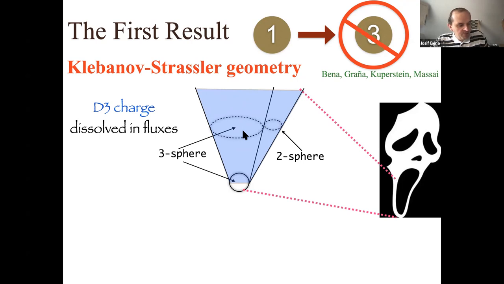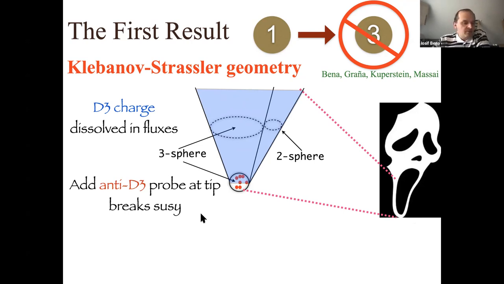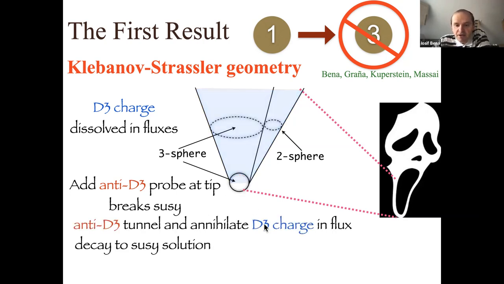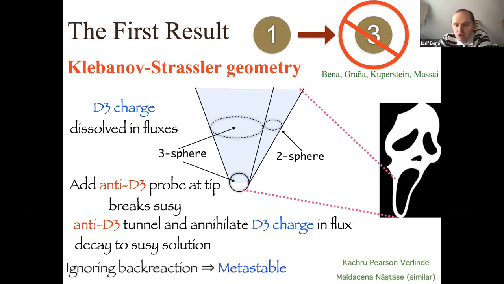This is the Klebanov-Strassler warped deformed conifold geometry. In order to mimic adding anti-branes to the bottom of this throat, you put some anti-D3 branes at the bottom of Klebanov-Strassler, and this breaks supersymmetry. Besides breaking supersymmetry, they can also annihilate. There's a process by which these anti-branes can decay and annihilate against the positive D3 charge in the fluxes, giving a supersymmetric solution. So in Klebanov-Strassler, if you put anti-branes, you get a metastable configuration, which then decays. This was argued by Kachru, Pearson and Verlinde, and also by Maldacena and Nastase in a similar paper: antibrane probes in these backgrounds give you a metastable configuration.